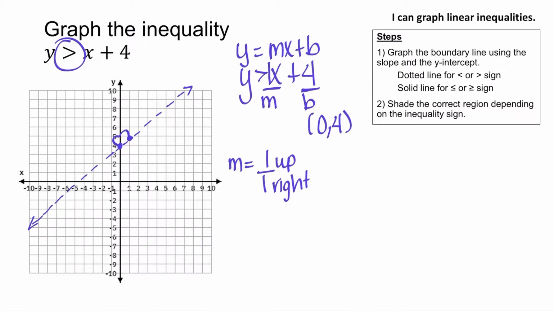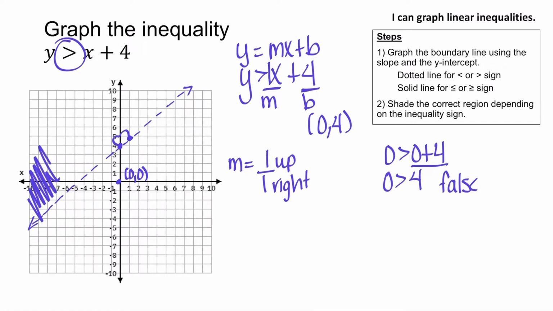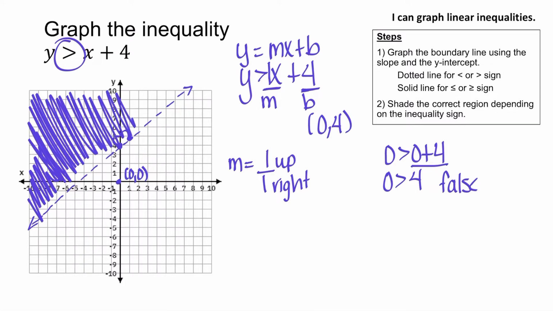Now that I have my line, I need to figure out which direction to shade. I'm going to use the test point (0, 0) because that is not included on my line. I'm going to plug into this original inequality and I get 0 is greater than 0 plus 4. This is telling me that 0 is greater than 0 plus 4, which is 4. This is false because 0 is not bigger than 4. So I'm going to shade away from (0, 0). I'm going to be shading the part of this graph that does not include (0, 0).